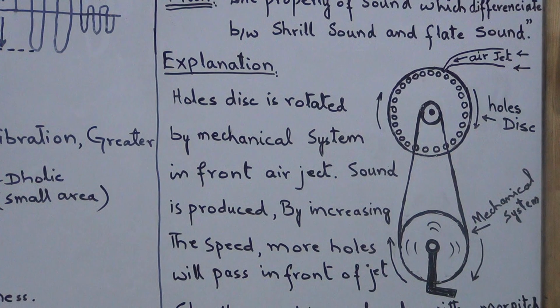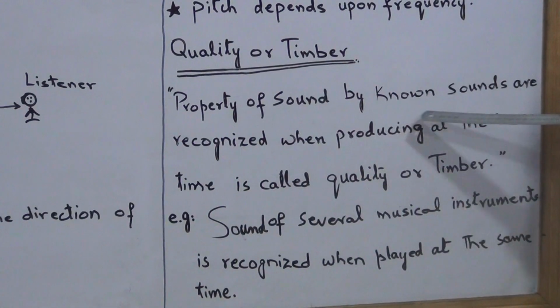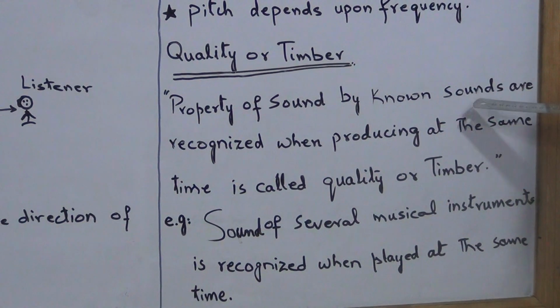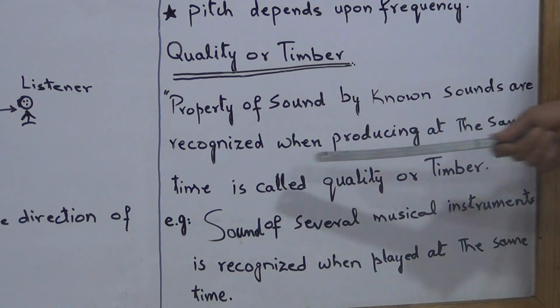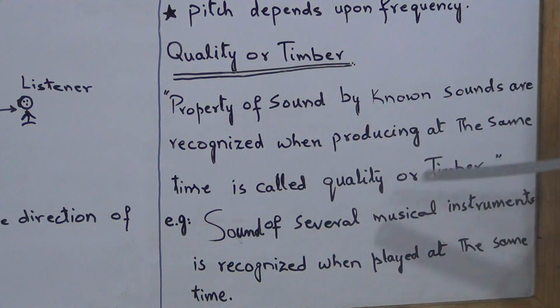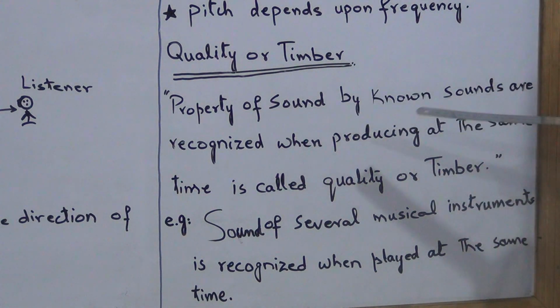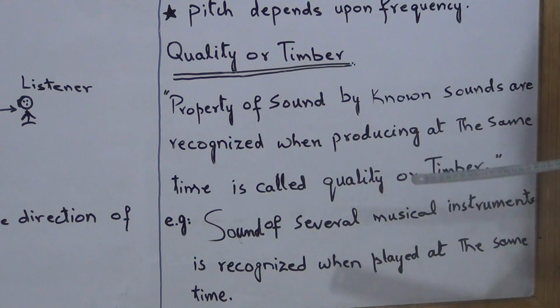Now, the third characteristic is quality or timbre. It is the property of sound by which known sounds are recognized even when produced at the same time. As we know a person and his sound, if we are not looking at the person but he is talking or whispering, you can recognize who is talking.